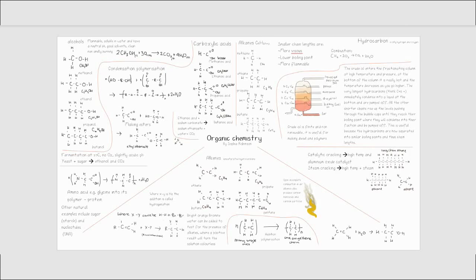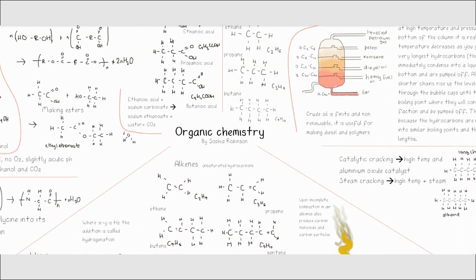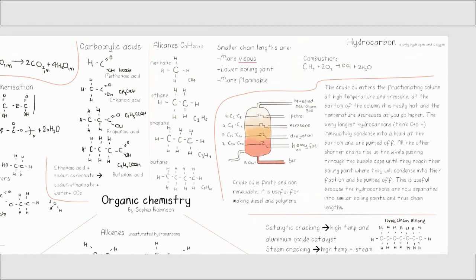A hydrocarbon is only made from hydrogen and carbon. A homologous series is a group of compounds that react in similar ways, the most basic of these being alkanes. Hydrocarbons with a general formula of CnH2n+2. They are saturated compounds, the first being methane, ethane, propane, and butane, shown here.